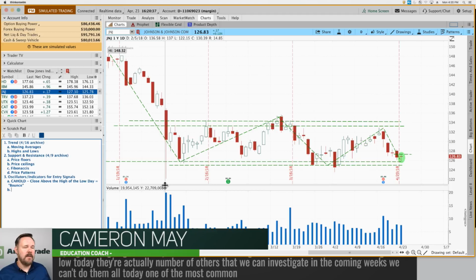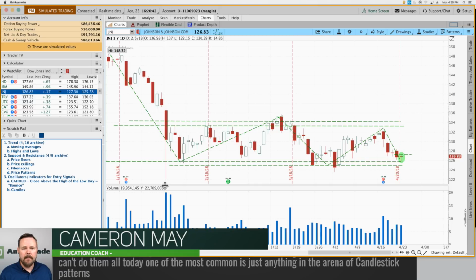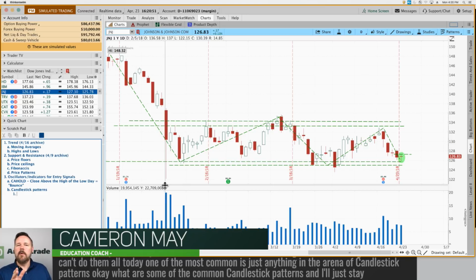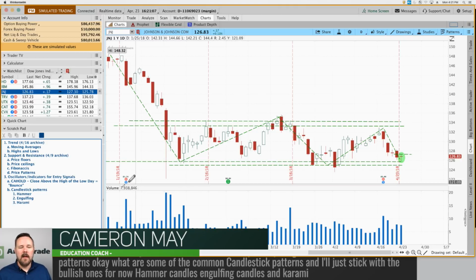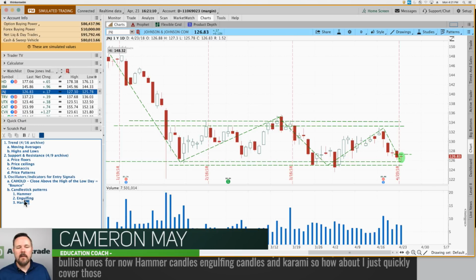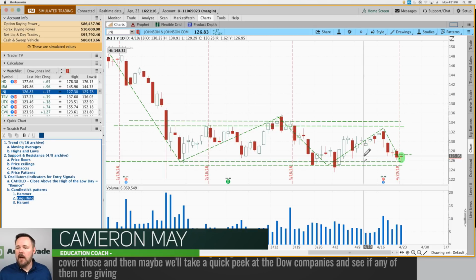One of the most common is just anything in the arena of candlestick patterns. Okay, what are some of the common candlestick patterns? And I'll just stick with the bullish ones for now. Hammer candles, engulfing candles, and harami candles. So how about I just quickly cover those, and then maybe we'll take a quick peek at the Dow companies and see if any of them are giving one of these signals.